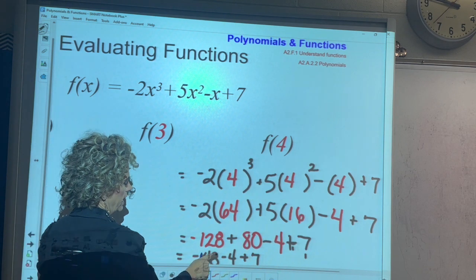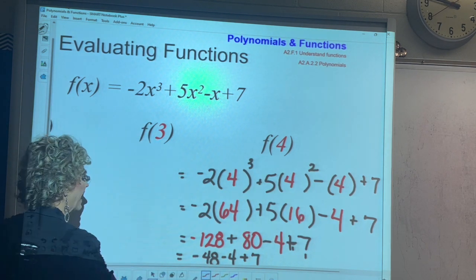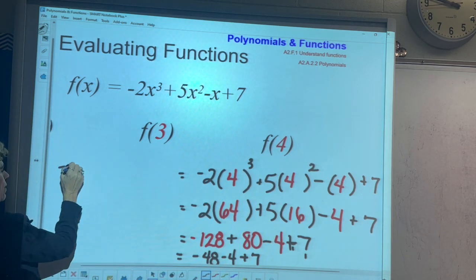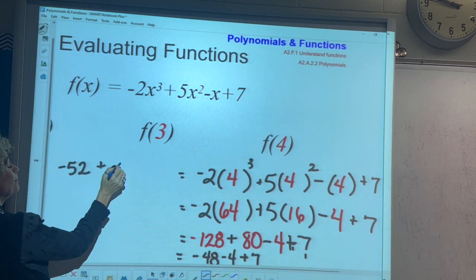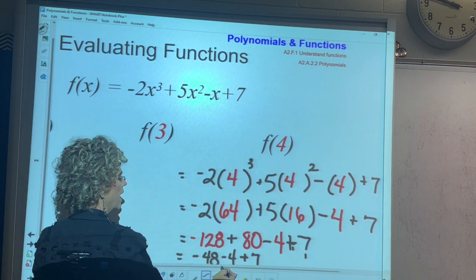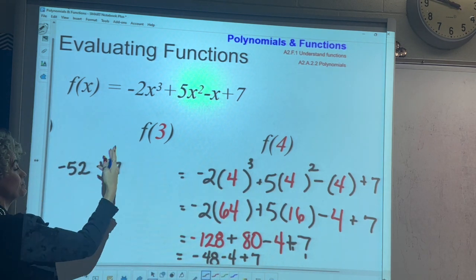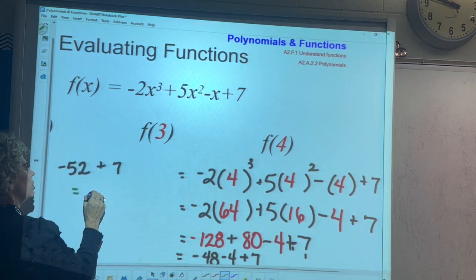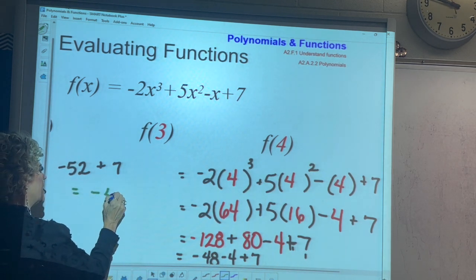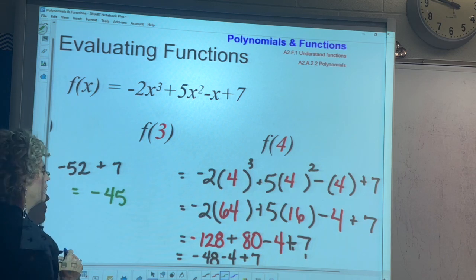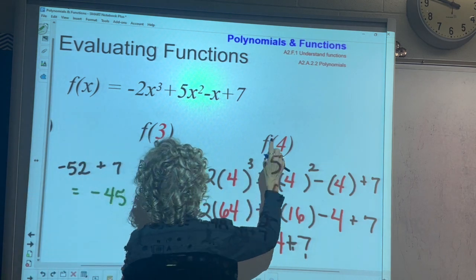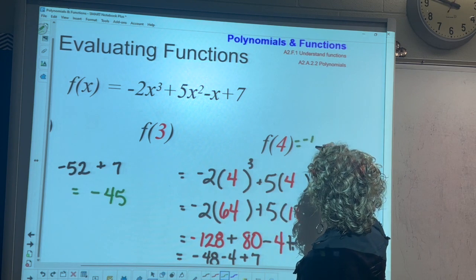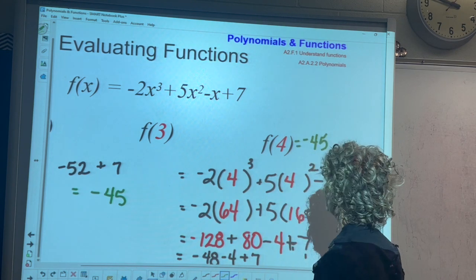I owe somebody $48 and I borrow 4 more, and I'm going to work over here. In a perfect world, I can work straight down. I now have a negative 52 plus 7. So I may owe somebody $52, but I pay them $7. This means I still owe them, what, $45? I still owe $45. So when I plug in a positive 4, my graph will spit out a negative 45.